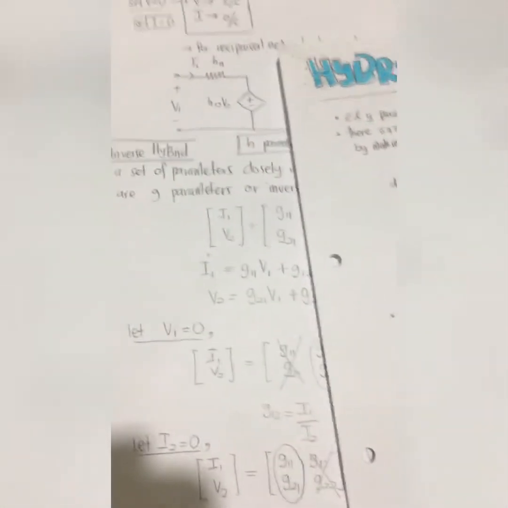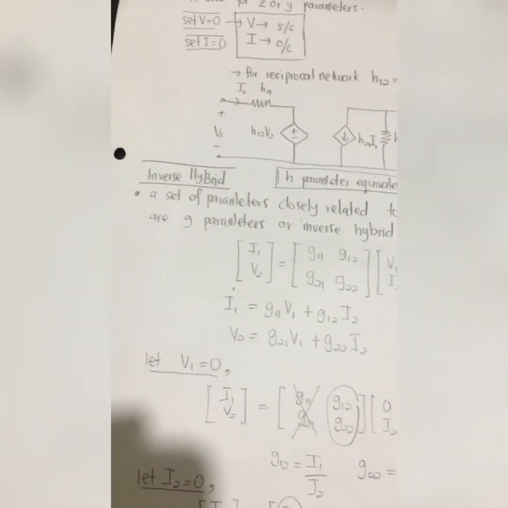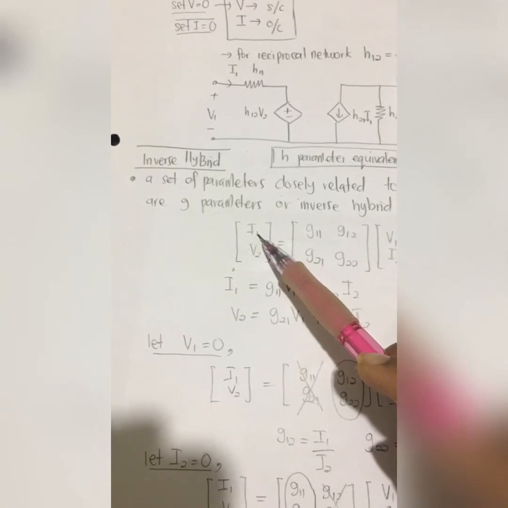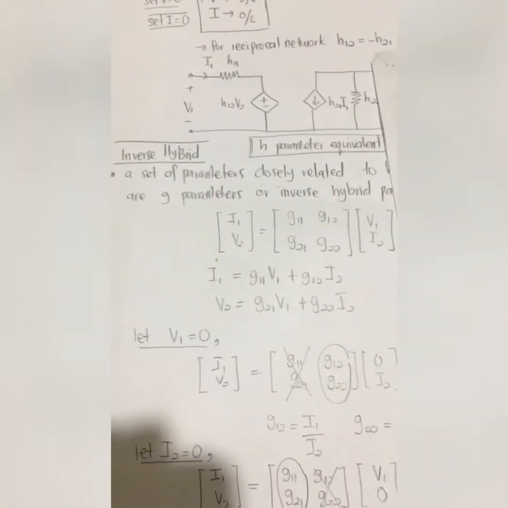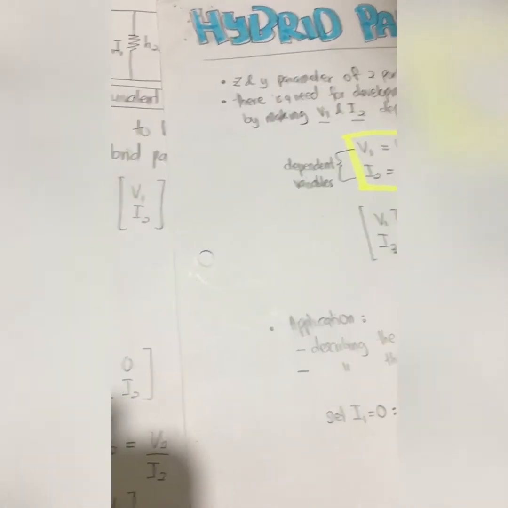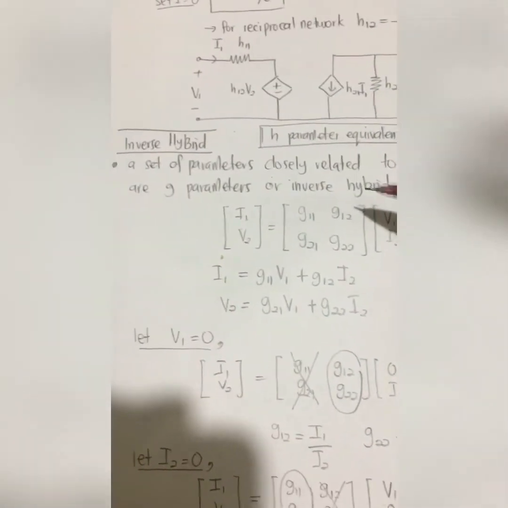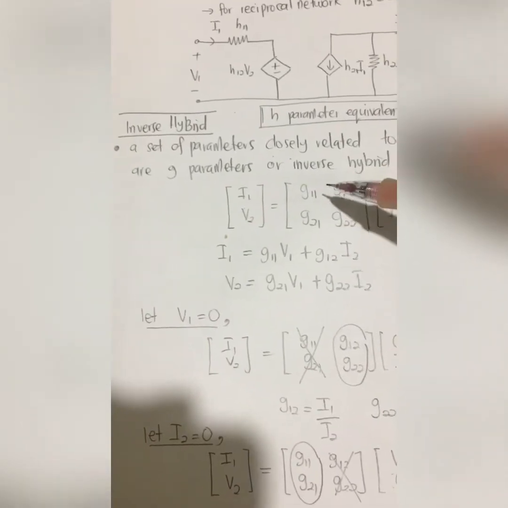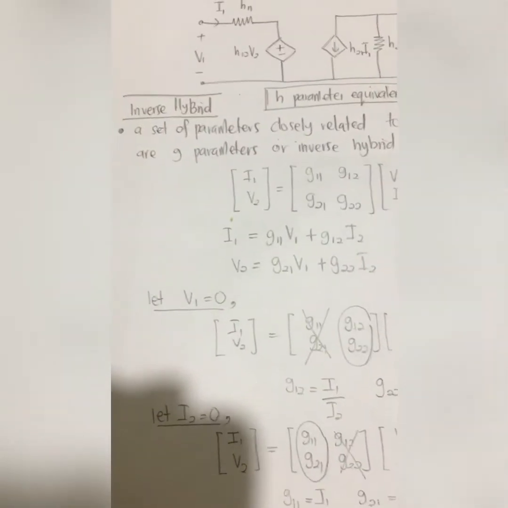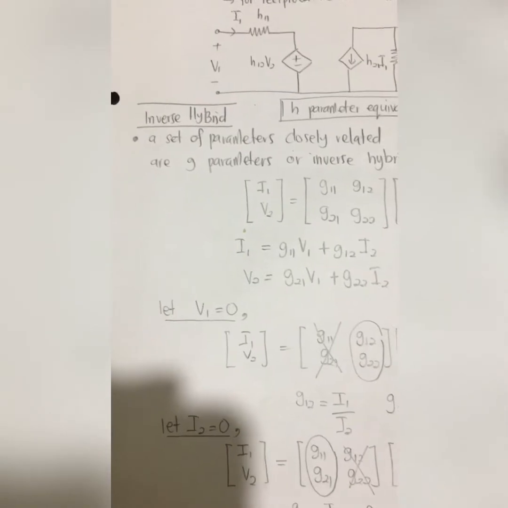Similarly for inverse hybrid, it's actually similar to the normal hybrid. It's just that for inverse hybrid, the dependent variables will be I1 and V2 instead of V1 and I2. The parameters for inverse hybrid will be labeled as G. The same concept applies for inverse hybrid.